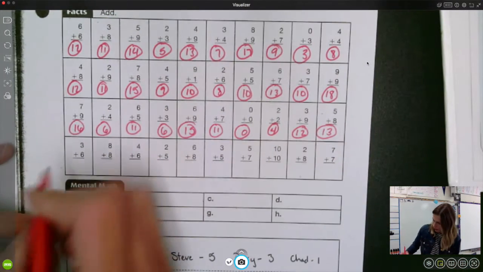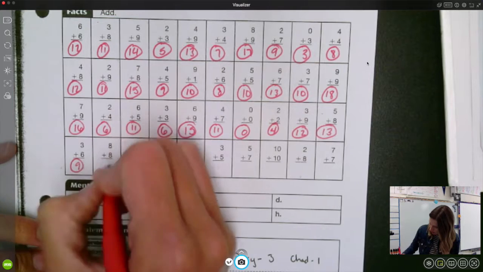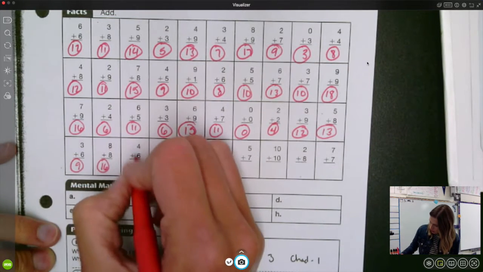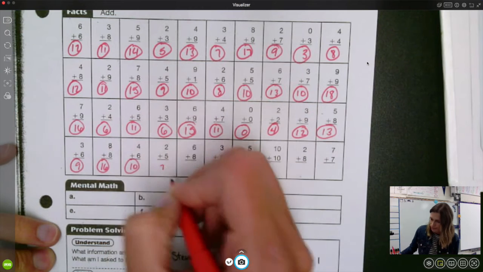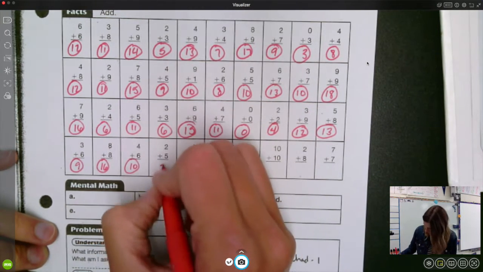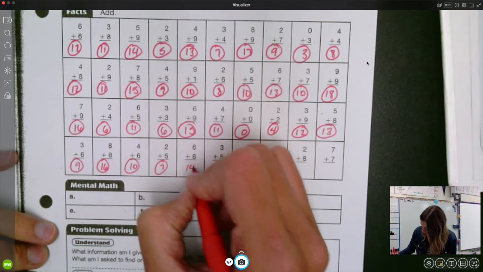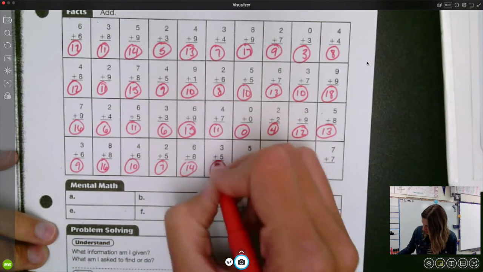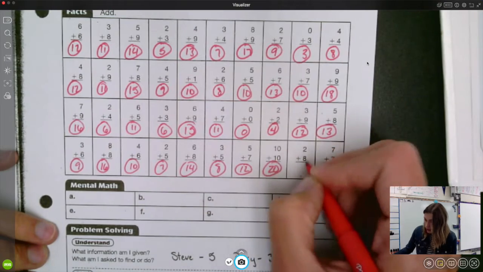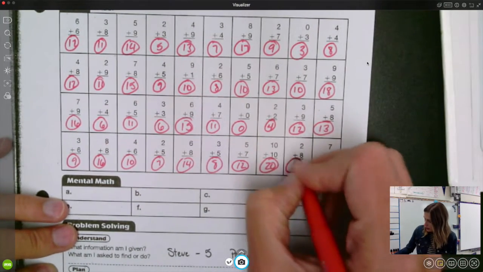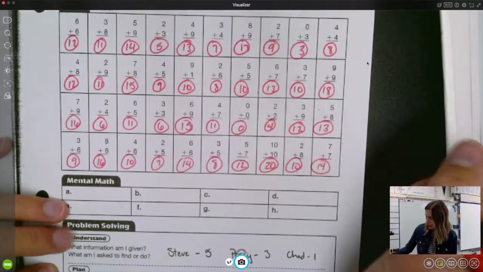Last row, let's kill it. 3 plus 6 is 9. 8 plus 8 is 16. 4 plus 6 is 10. 2 plus 5 is 7. 6 plus 8 is 14. 3 plus 5 is 8. 5 plus 7 is 12. 10 plus 10 is 20. 2 plus 8 is 10. 7 plus 7 is 14.